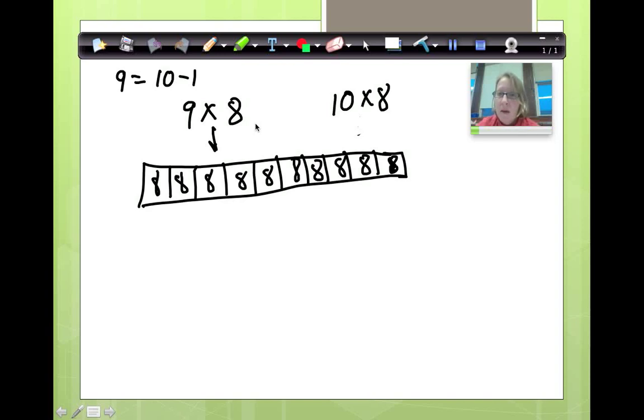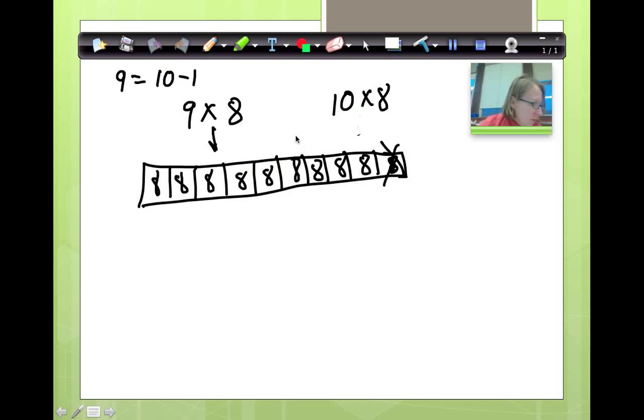Well, you might erase one or just mark one off, right? Just take one away. Now I have a 9 times 8 tape diagram, don't I? I have 9 8s. 1, 2, 3, 4, 5, 6, 7, 8, right? I have 9 8s. Before I had 10 8s. Now I have 9 8s.